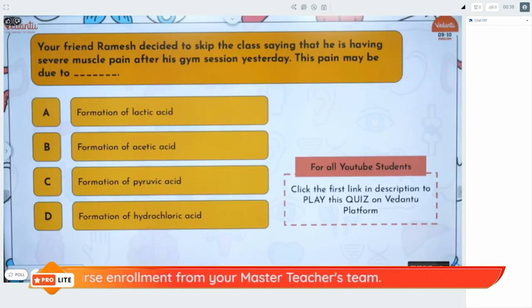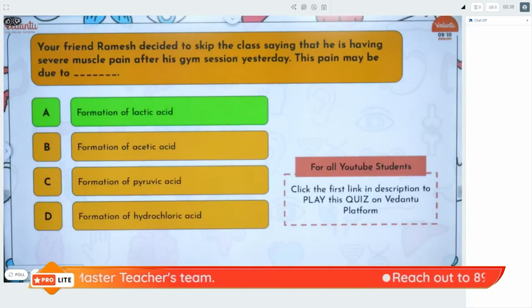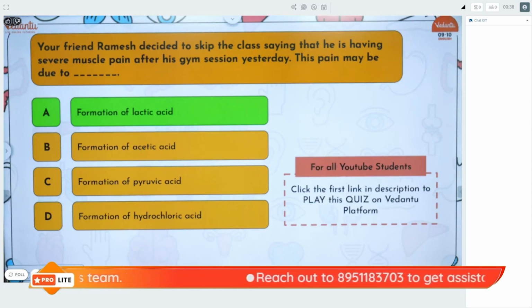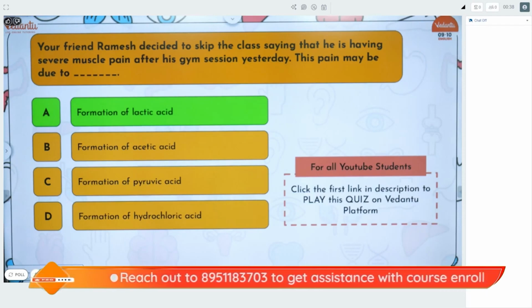Okay. Then, moving on, the answer is definitely lactic acid formation, because when the person is exercising, the muscle cells prepare lactic acid instead of carbon dioxide, water, and energy. And when this lactic acid gets accumulated, it causes muscle cramps and muscle pain.